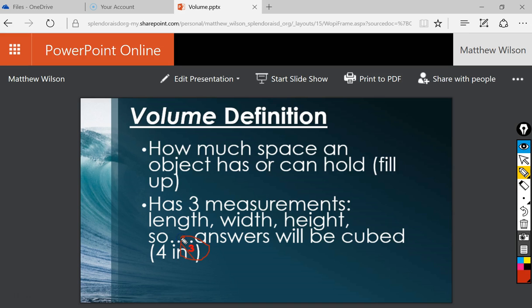So whenever we had area, whatever our unit of measurement was, it was squared. So let's say we had an answer of 4 inches, and it was area. That would be 4 inches squared, but now with volume, it's cubed. That's what that 3 means. It's to the third power. It has 3 dimensions. That's an easy way to remember it. Area is only 2-dimensional, so it's squared. Volume has 3 dimensions, so it's cubed.